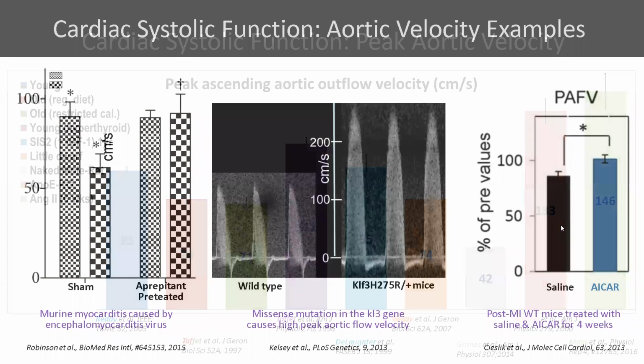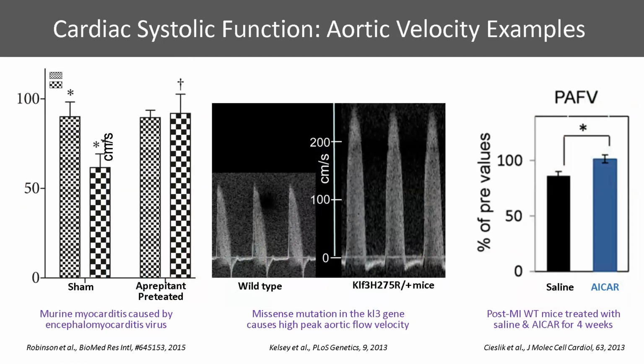Now, moving on, I wanted to quickly show some studies of cardiac systolic function, aortic velocity examples. So this is the data from murine myocarditis caused by encephalomyocarditis virus. This group of animals were treated with apretin, and you can see that it restores the systolic function back to normal compared to their sham counterparts.